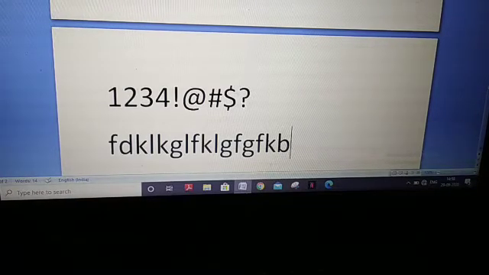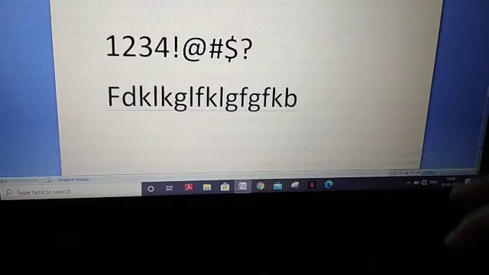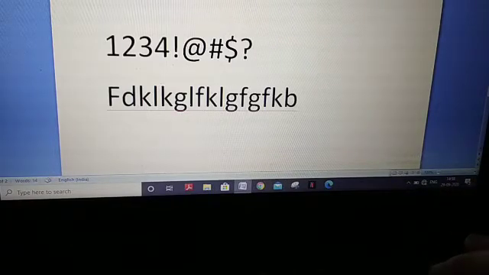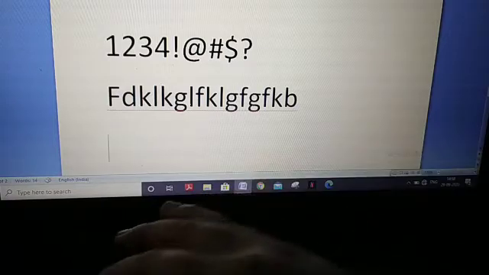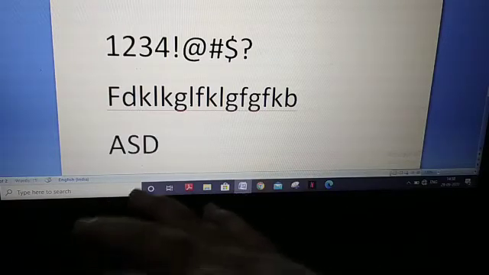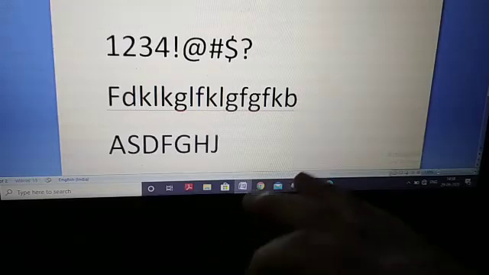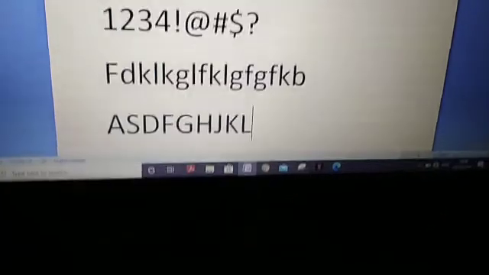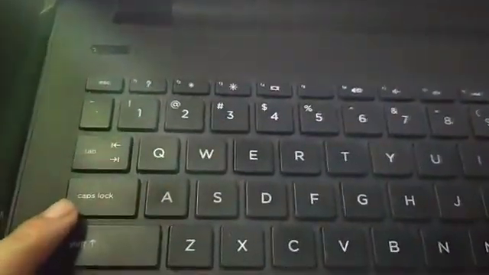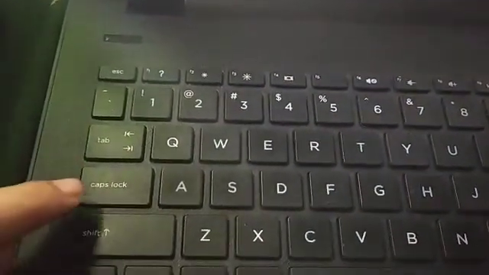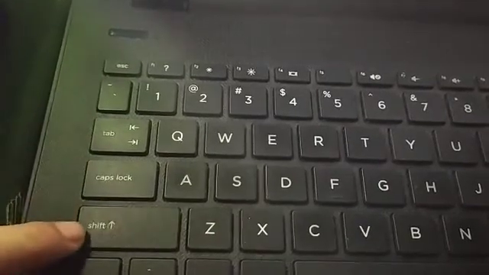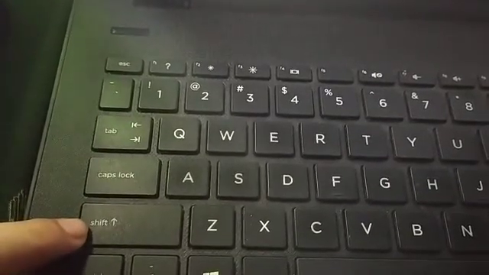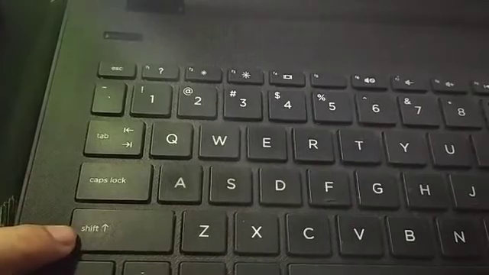See what you have to do: hold the shift key and press letters A, S, D, F, G, H, J, K, L. You see, caps lock is off. So when caps lock is off, you have to hold the shift key to type capital letters. Understood? Yes.